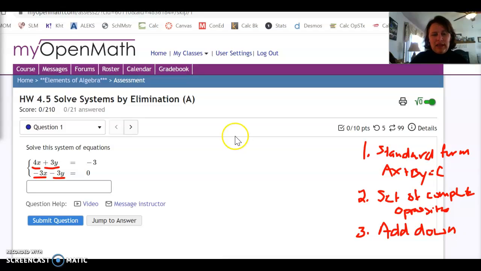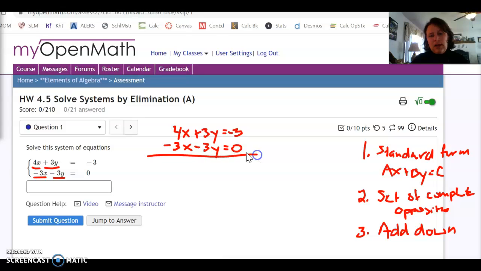Then the next step that we're going to do is we are going to add down. All right, so to add down, we're going to write our equations together. So 4x plus 3y equals negative 3. And then right underneath, I'm going to line up my variables. So negative 3x minus 3y equals 0. Now I've got everything lined up very, very nicely. And I can draw a line underneath. And then we are going to add down.